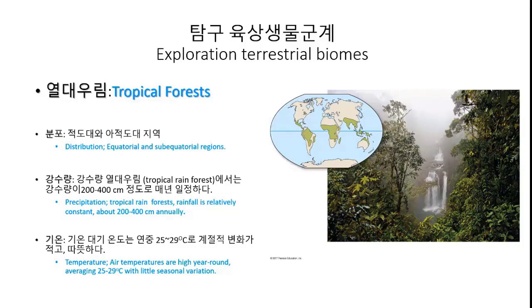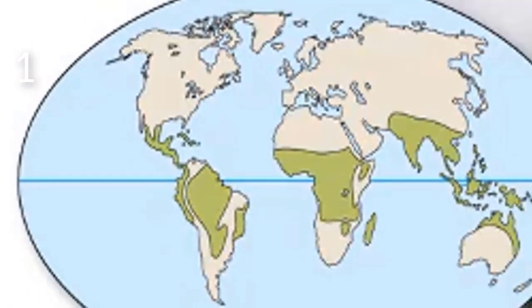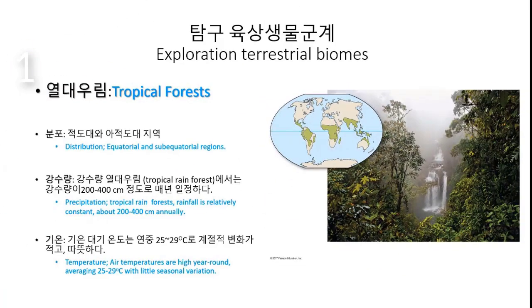So in the next couple of slides we'll look at 8 terrestrial biomes. The first terrestrial biome that we'll explore are tropical forests. Now, tropical forests are located on the equatorial and subequatorial regions, as shown on the map. Precipitation in these areas ranges from about 200 to 400 centimeters annually.